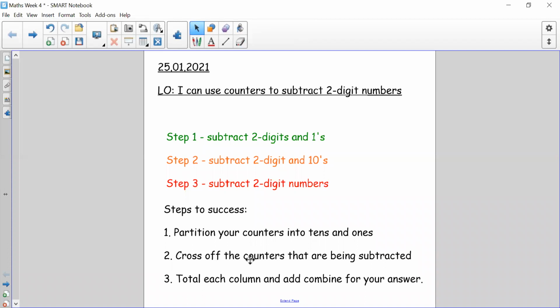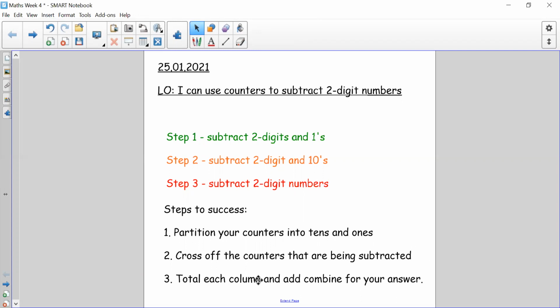We are then going to cross off the counters that are being subtracted. So if you're going to subtract ones, we are only going to cross off the ones. If we're subtracting tens, we're only going to cross off the tens. When we get to step 3 and we are subtracting tens and ones, we always start in the ones and then we come back to the tens.